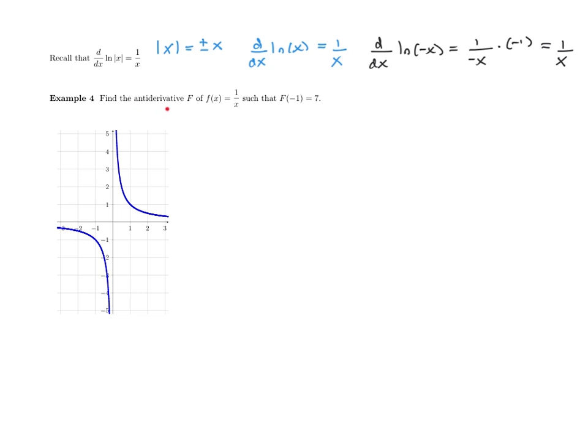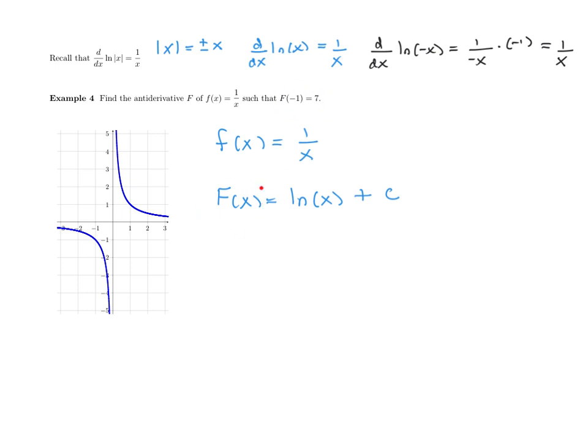I'd like to find the antiderivative, capital F, of f of x is equal to 1 over x, such that capital F of negative 1 is equal to 7. And here I included a graph of 1 over x. So to start this problem, you have f of x is equal to 1 over x, no problem. And if you're not being careful, you might think, oh, well, I know the function that this comes from. That function is the natural log of actually just x, and we'll add on a constant c as the arbitrary constant.